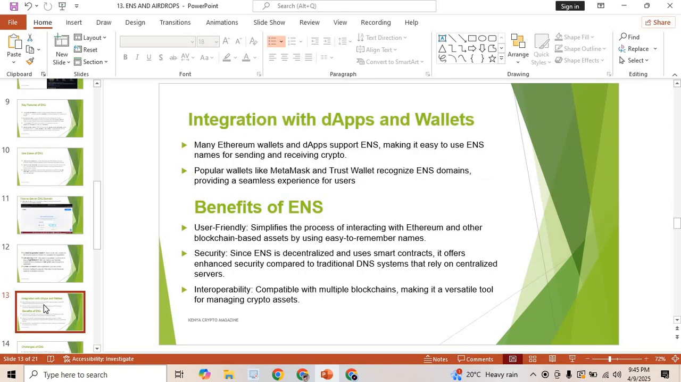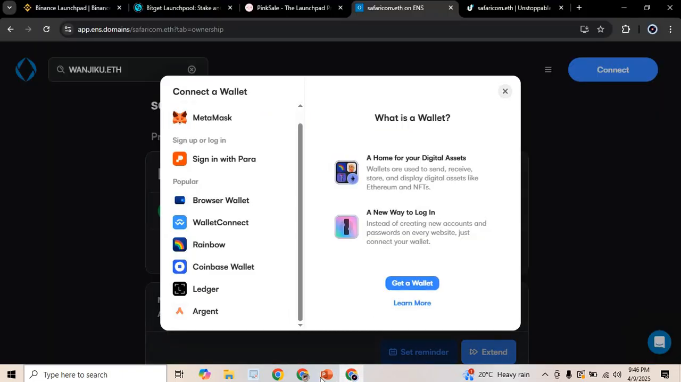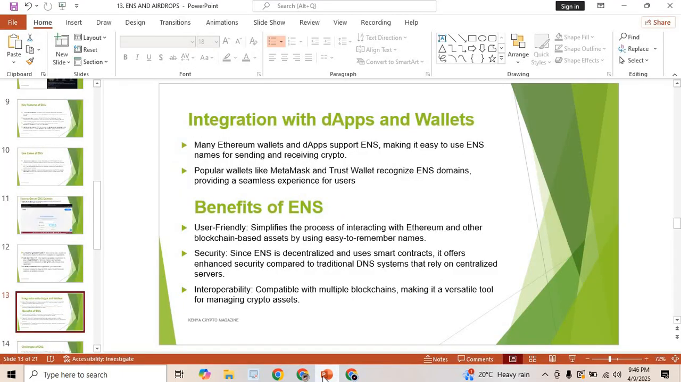So let's move to integration with dApps and wallets. So we've looked at that already. Many Ethereum wallets and dApps support ENS, making it easy to use ENS names when sending and receiving crypto. That you've done. Popular wallets like MetaMask and Trust Wallet recognize ENS domains, providing a seamless experience for users. I haven't logged into my wallet, but I'll send a screenshot of the same.